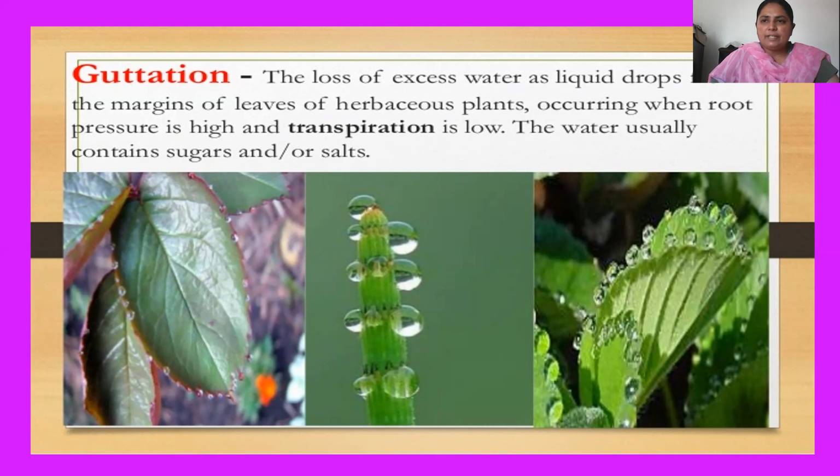I have already explained that in herbaceous plants or in monocot plants, along the veins of the plant, special types of pores are present, which are known as hydathodes. And through these hydathodes, the liquid drops come out and accumulate on the margins of the leaves.